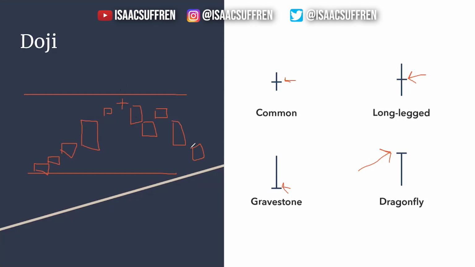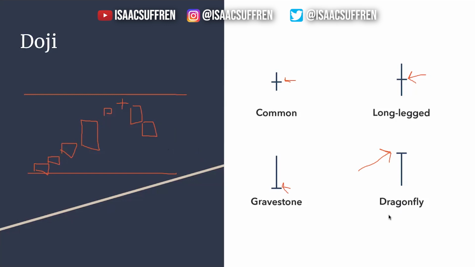You may see a reversal because of the indecision, right? And I don't want you guys to be tripping. This is for me. Maybe not everybody will agree with this. I don't know. But I don't care if it's a long leg doji, common, gravestone, dragonfly. If I see one of these bad boys at support or resistance, I'm going to be interested because it represents indecision.